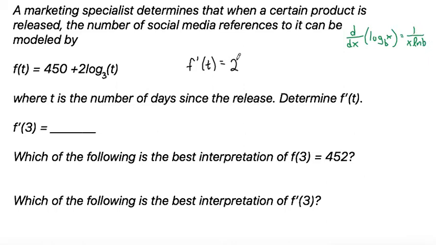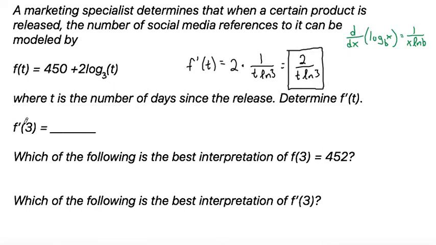So using that formula, we can write times 1 over, our variable is t, so we'll use t as our variable, and then ln of our base, which is 3. So we can simplify this just a bit by multiplying the fractions and writing it as 2 over t ln 3. And that would be our derivative.